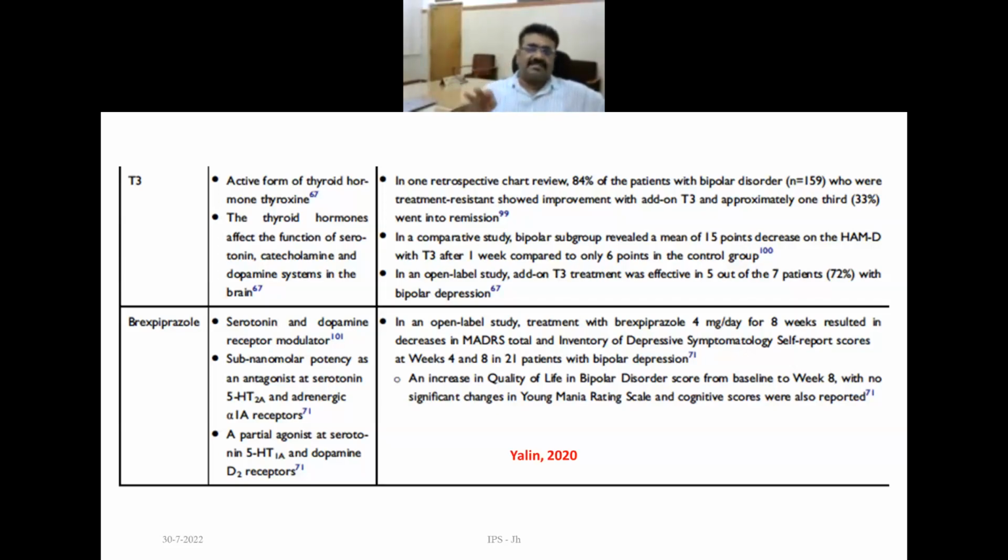So you find a lot of such drugs, including N-acetyl cysteine. So you have what are known as nutraceuticals, which have been tried in the treatment of bipolar depression. So there is this network meta-analysis that kind of highlights all the various treatments that have been used in the treatment of acute bipolar depression.